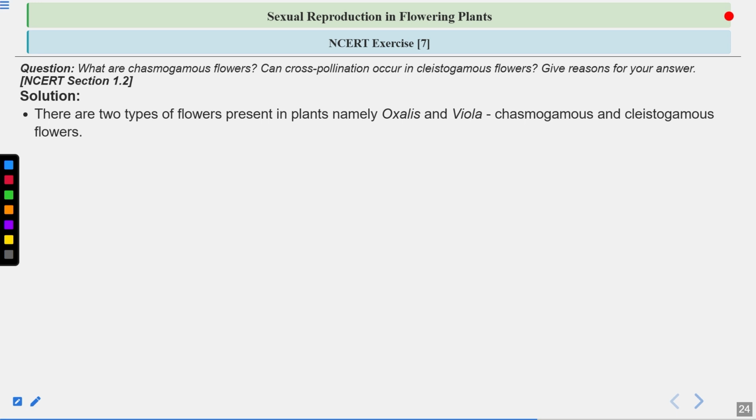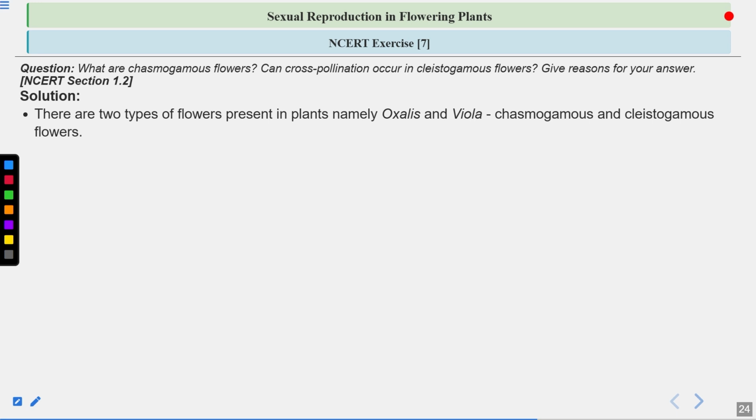Okay, so I'll give the third name. There are some examples of plants that give 2 different types of flowers, chasmogamous and cleistogamous. So I got the name Commelina. Very good. The third plant is Commelina. And in the NCERT book, the figure showing the 2 different types of flowers in the same plant is from Commelina only.